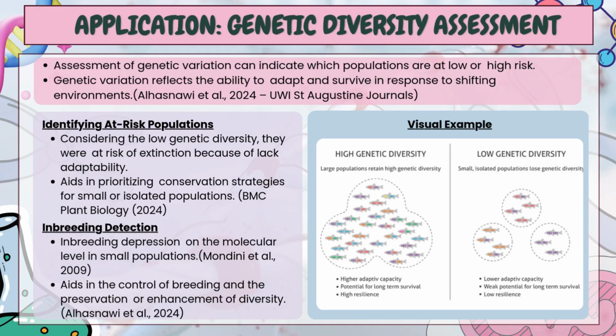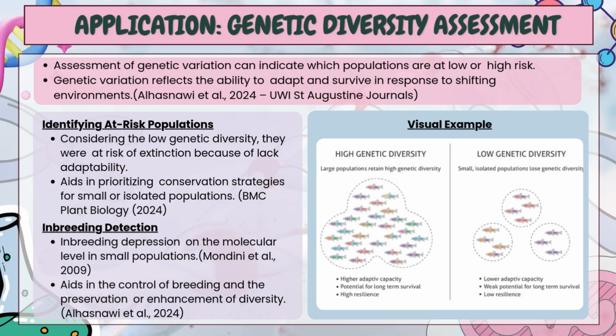After that, we move to inbreeding detection. Genetic diversity studies help scientists detect inbreeding depression at the molecular level, especially in small populations. This is important because it helps improve breeding programs and supports the preservation and increase of genetic diversity. This discussion is supported by Mondini in 2009 and Al-Haswani 2024.